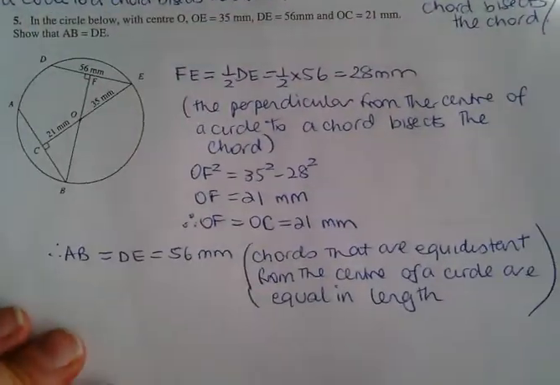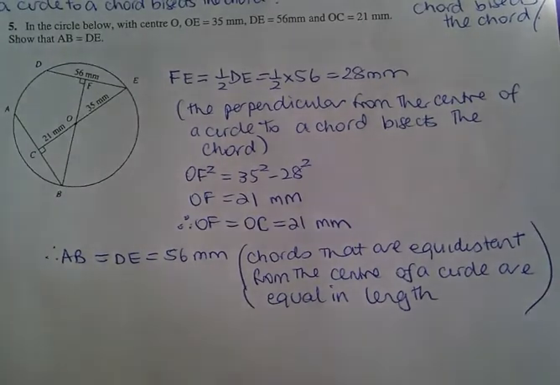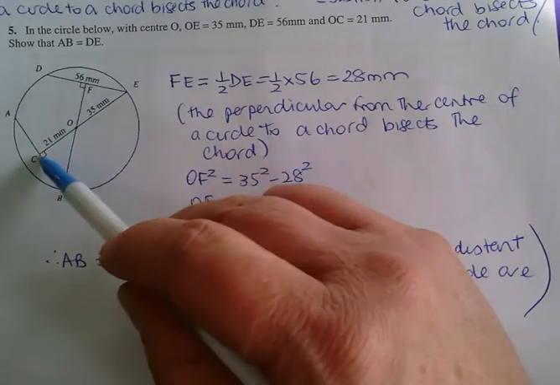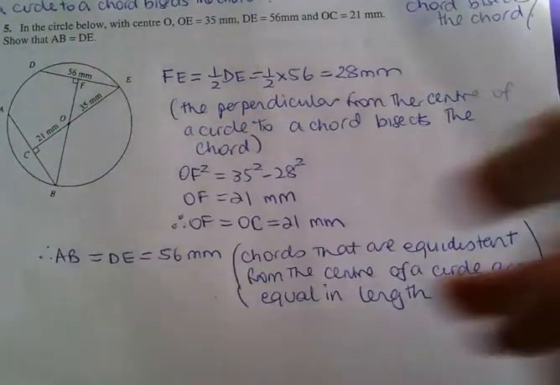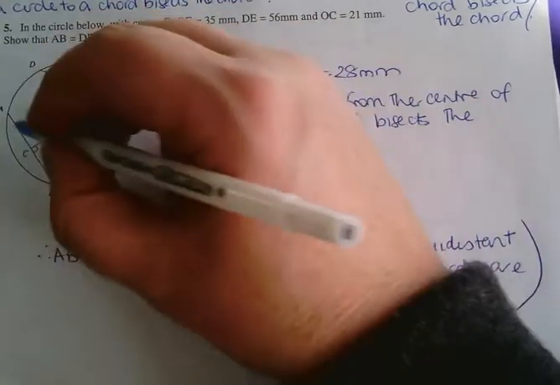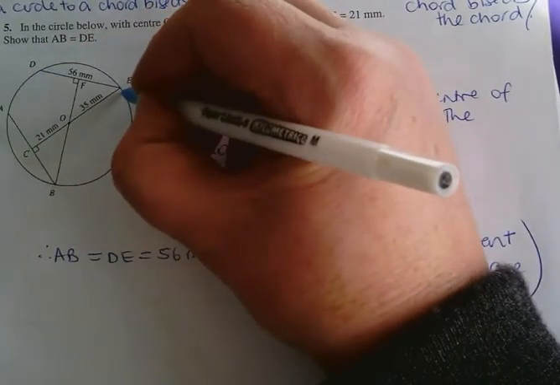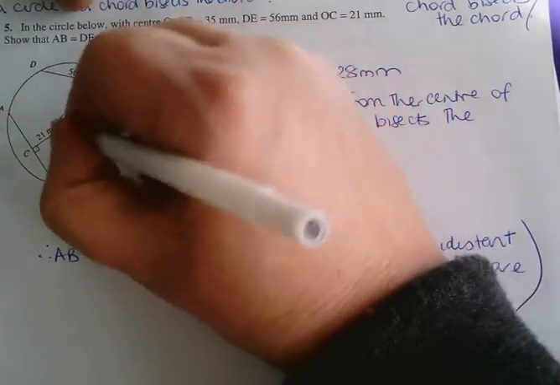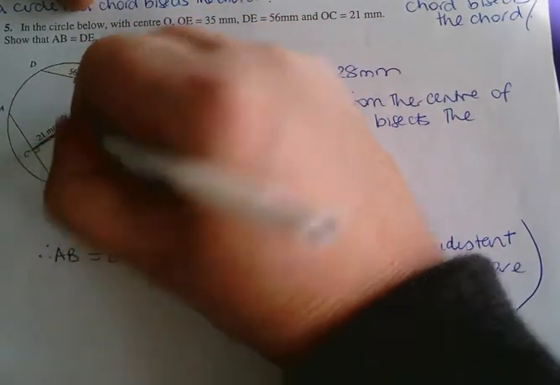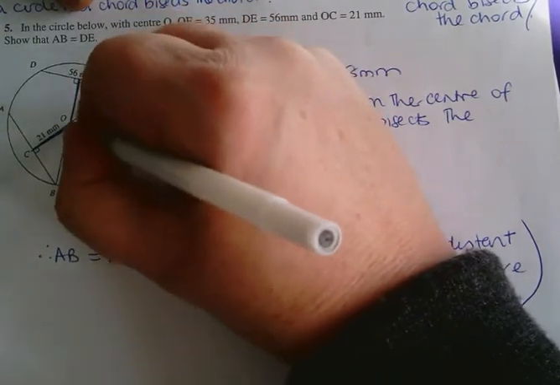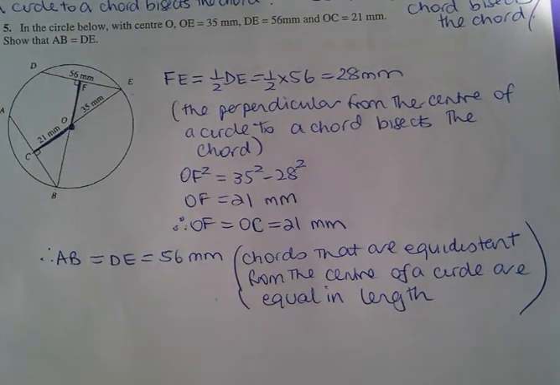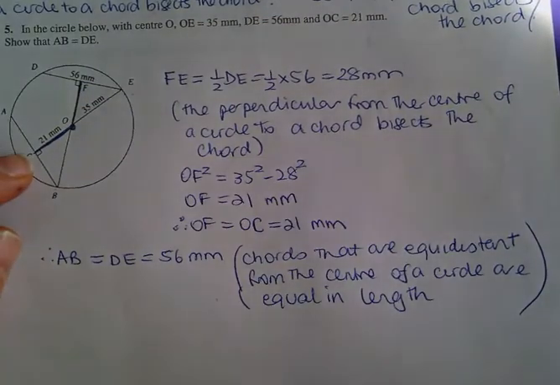Now with question 5, similar things again. We know that DE is 56, OE is 35. We know that OC is 21. You have to show that AB equals DE. Now, the only way that AB will equal DE is if OC equals OF. That is the only way that AB will equal DE, because if those chords are to be equal length, then they must be equidistant from the center of the circle.